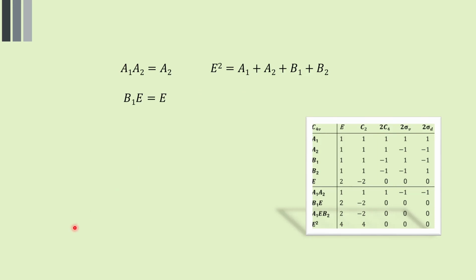Similarly, if you find B1 with E, the B1 and E product gives 2, minus 2. These are the characters of E itself. So here we are getting E. If you have three things, 2, minus 2, 0, 0, 0, that is E. So A1 into E into B2 comes out to be equal to E. A1 is one-dimensional, E is two-dimensional, B2 is one-dimensional. So if you multiply 1 into 2 into 1, it is again 2 only. So this way, it is quite easy to make some inferences, some conclusions out of these products of representations.